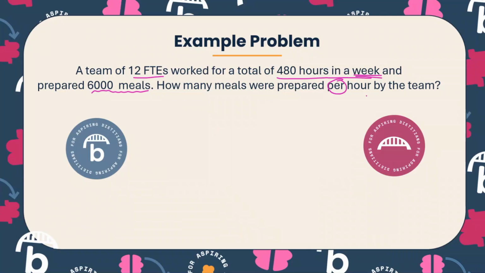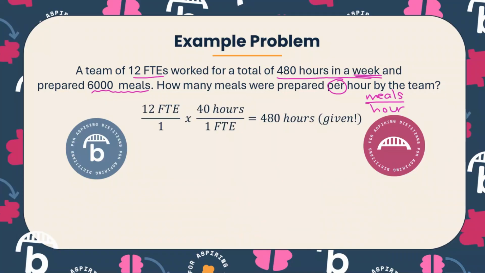These units here tell us what we're solving for. Meals per hour, which we can write this way. Meals per hour. This will also be an equivalent statement. These 2 things will be equal to each other. But how do we solve it? Well, we know how many meals, and we know how many hours. And we also know how many FTEs. So where are we going to start? Well, I'd start with these 12 FTEs and figure out how many full-time hours is that. Because 1 FTE is 40 hours, they're working 480 hours, which conveniently the problem already told us. That's handy, but not expected on the RD exam.